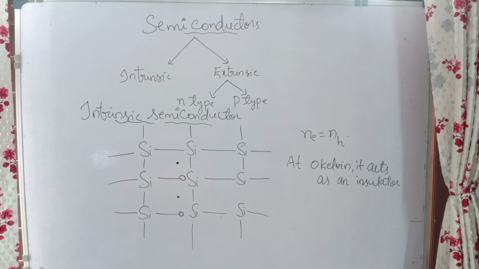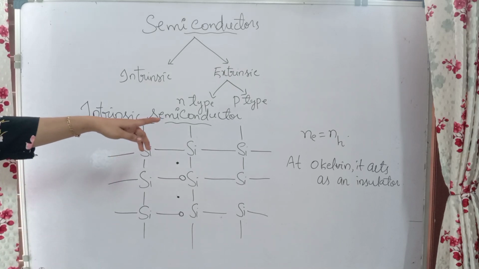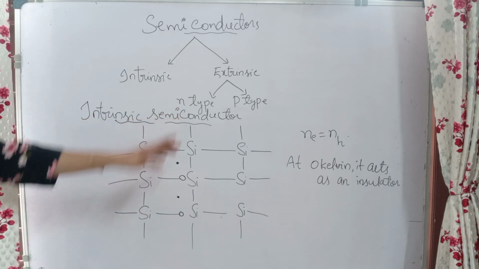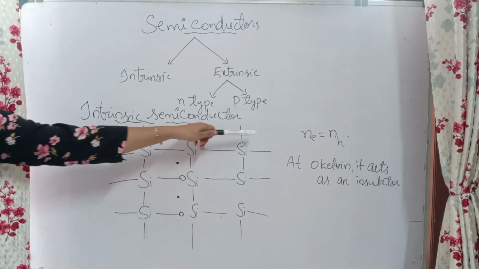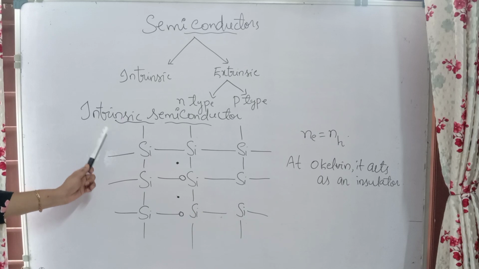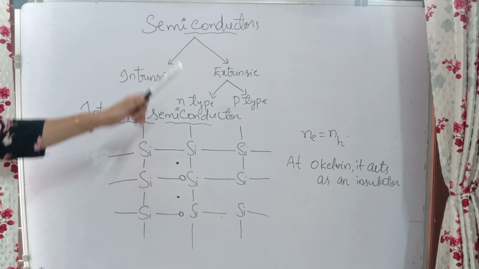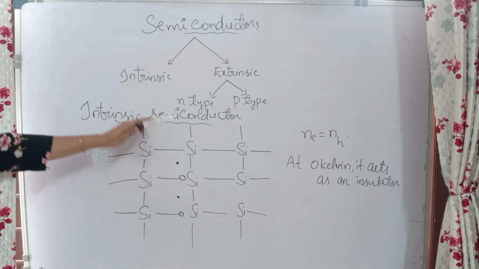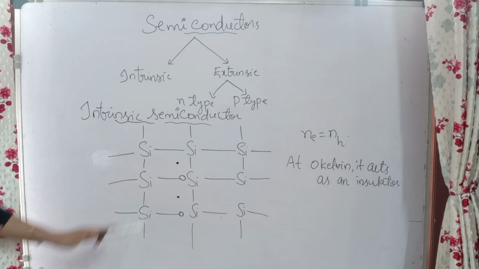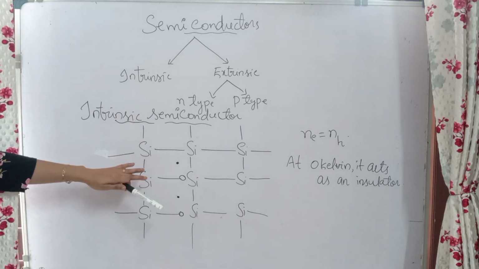The total current will be due to the electronic current plus the hole current. So I will be equal to IE plus IH. The total current we can take as the sum of these two. So this is about intrinsic semiconductors. Here there are no impurities added to this pure semiconductor. So these are the pure semiconductors.